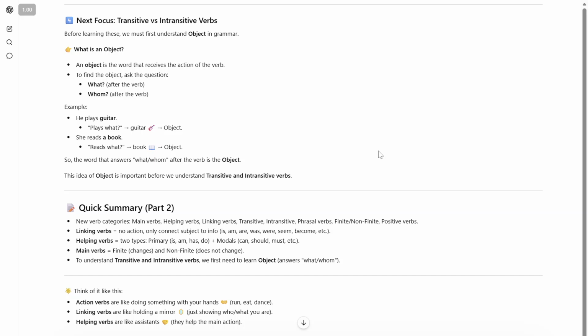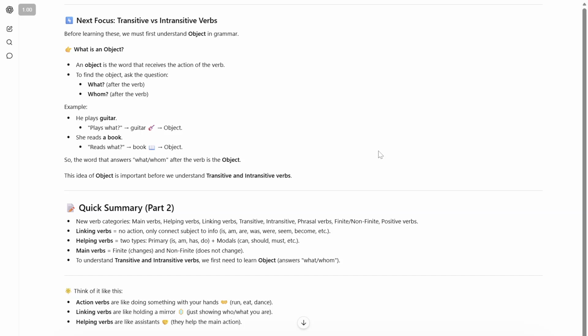Quick summary, Part 2. New verb categories: main verbs, helping verbs, linking verbs, transitive, intransitive, phrasal verbs, finite, non-finite. Linking verbs mean no action, only connecting the subject to information: is, am, are, was, seem, become, etc. Helping verbs are of 2 types: primary, is, am, has, do, and modals, can, should, must, etc. Main verbs are finite, which change, and non-finite, which do not change. To understand transitive and intransitive verbs, we first need to learn that the object answers what, whom.